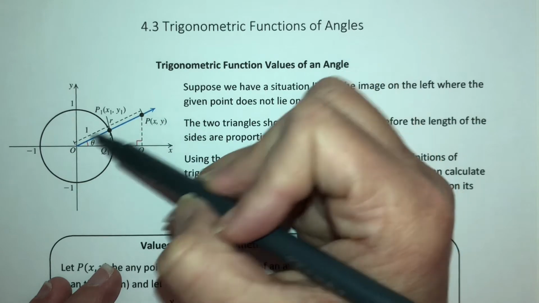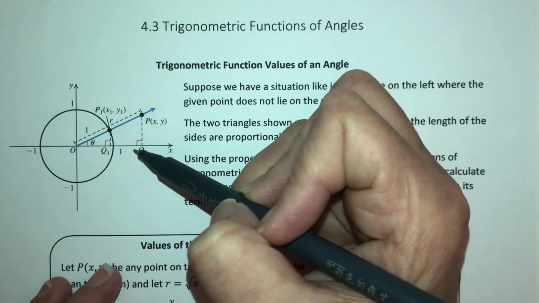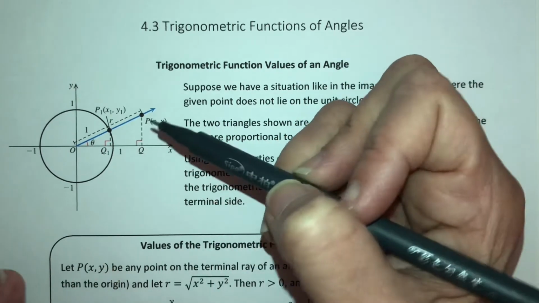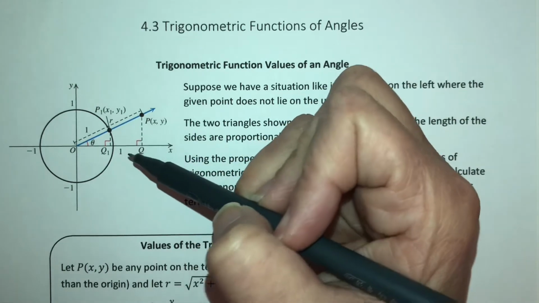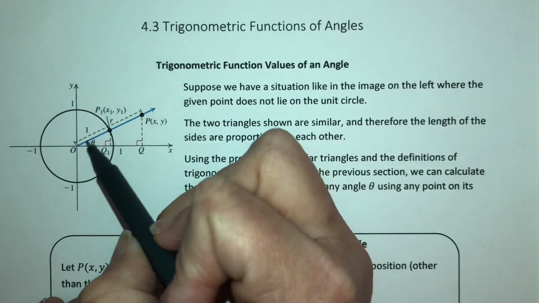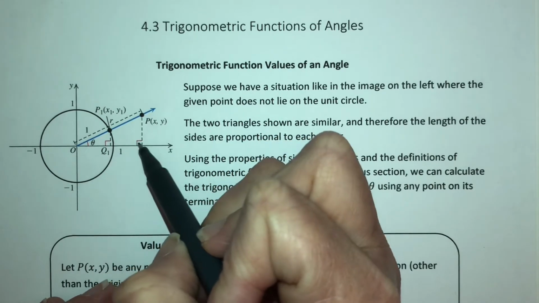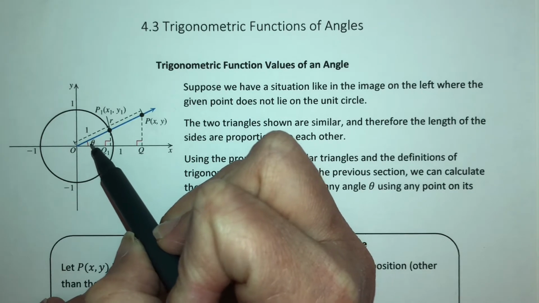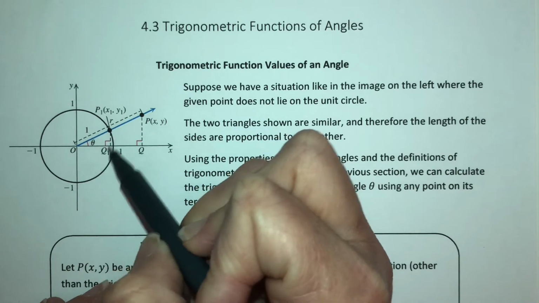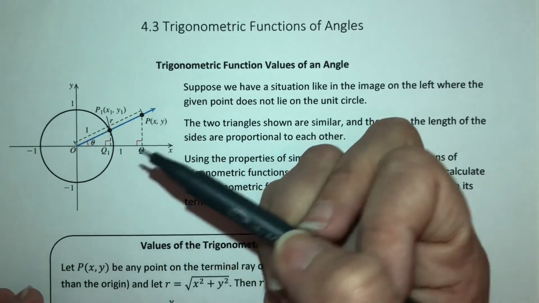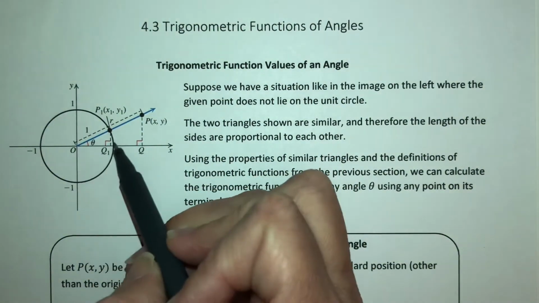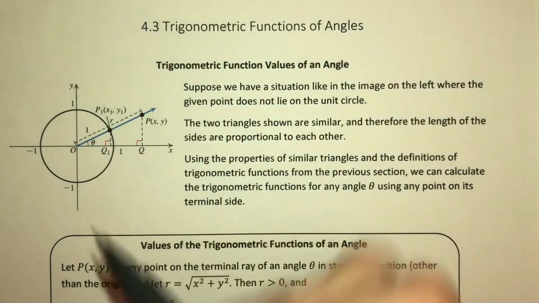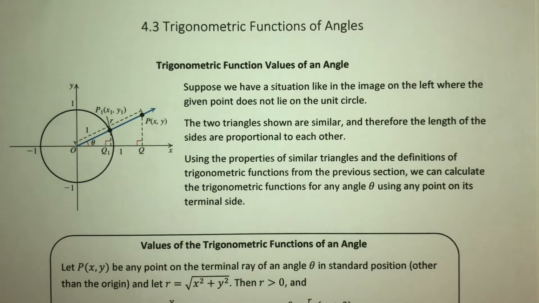If we're given some point over here that is not on the unit circle, we can drop down and make a right triangle. The other thing that we know is that this small triangle and this large triangle are similar triangles because they have three angles in common. Both triangles have theta here. Both of them have a right angle here. And even though I don't know what this angle is, since two of my angles are the same, the third angle must be the same because they all have to add up to 180. If we have similar triangles, then the length of each side is proportional. So we can calculate the length of the sides on this triangle, and therefore we can find the proportional lengths on the other two sides.